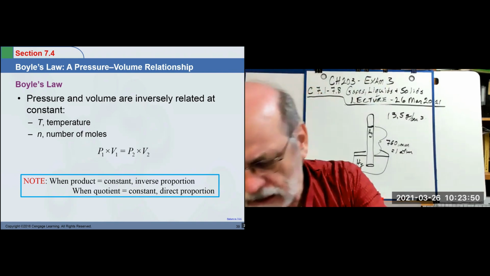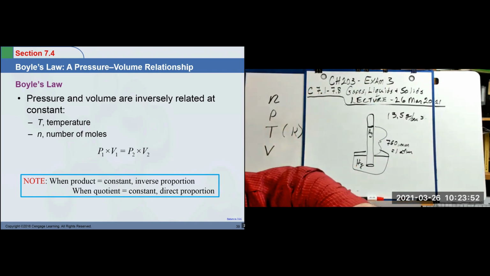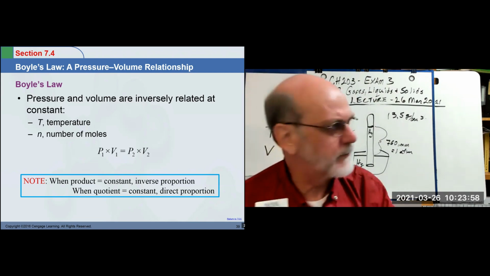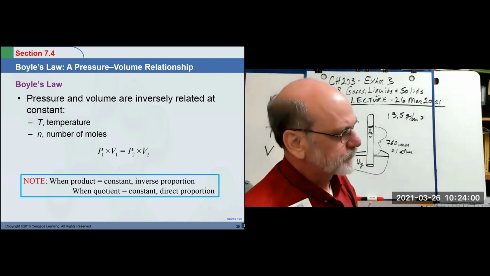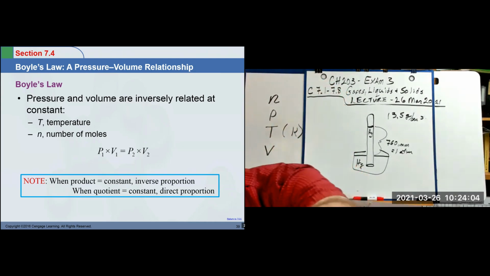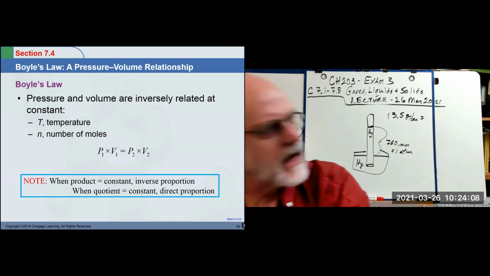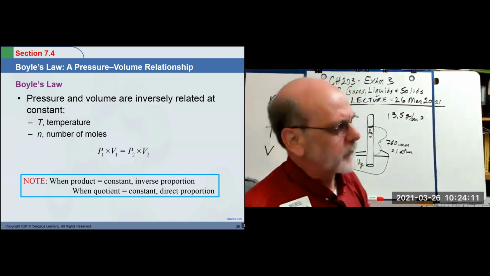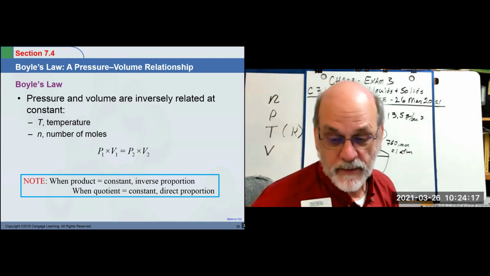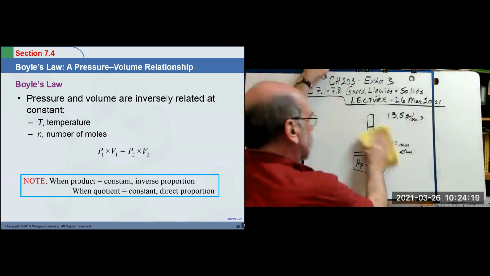And what time have I got? 10:24 to 11:50. Oh, okay, I've got time. Is that right? No, 11 o'clock. I was looking at the wrong one. 11 o'clock means I've got a little over 30 minutes. All right, we'll try to get through this.